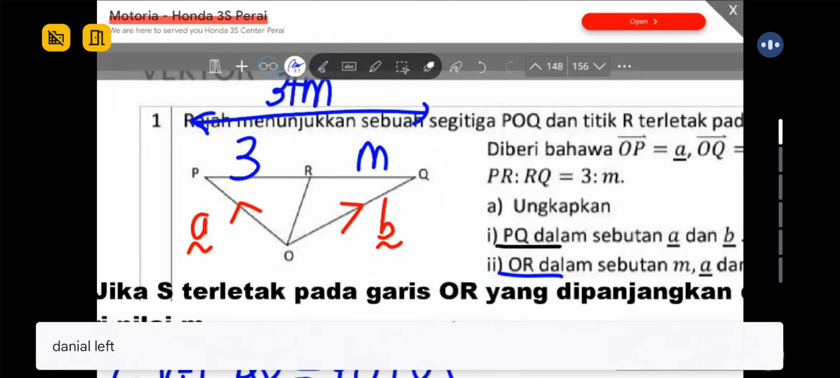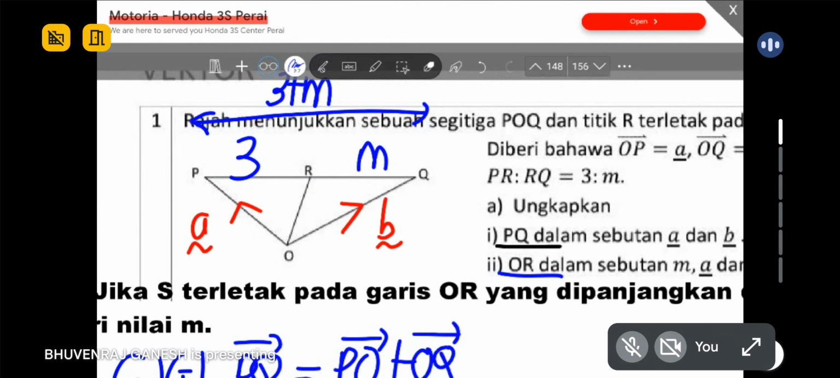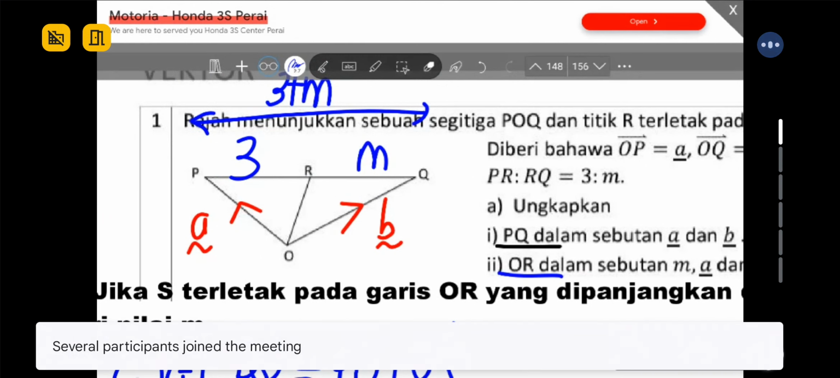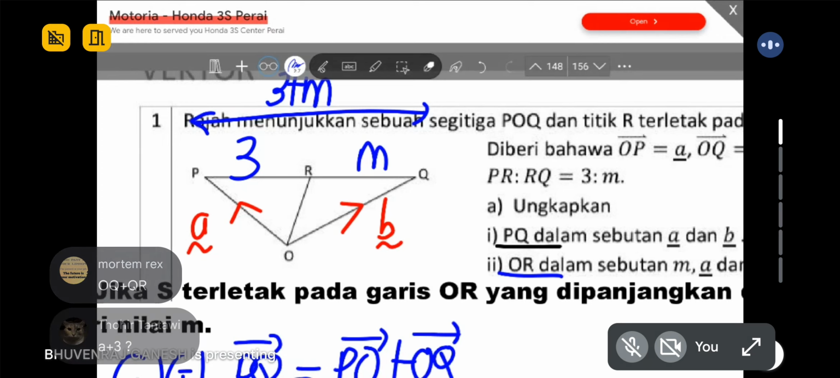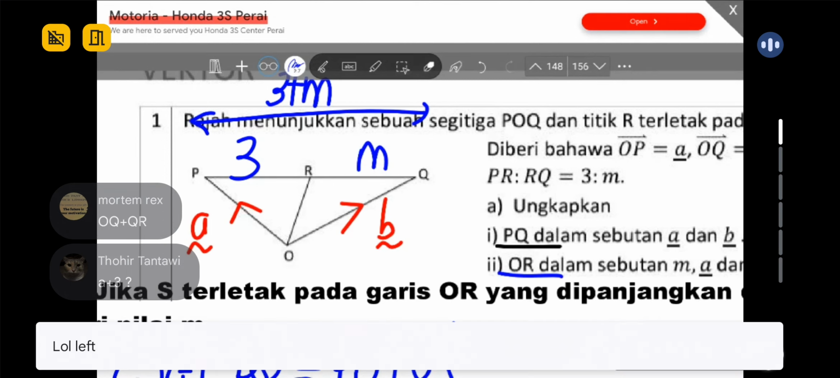May I know, guys, OR is equal to what? Can you give some suggestion? What is the combination over here? Vectors is all about combination, guys. If you can find the combination, it is very simple for you already. You must know the combination. OQ plus QR. Okay, same.